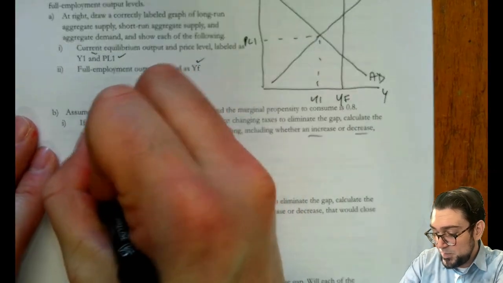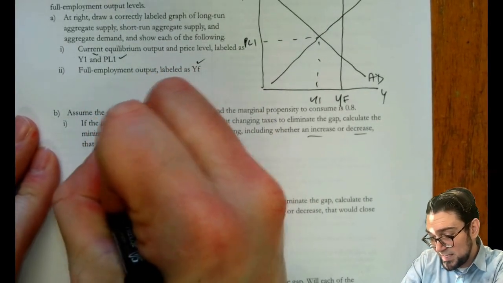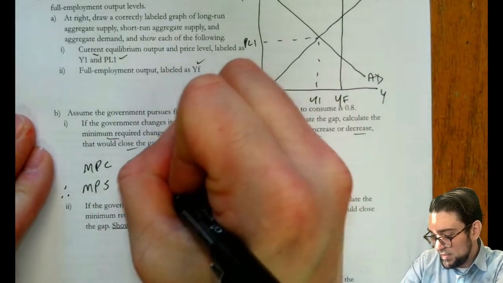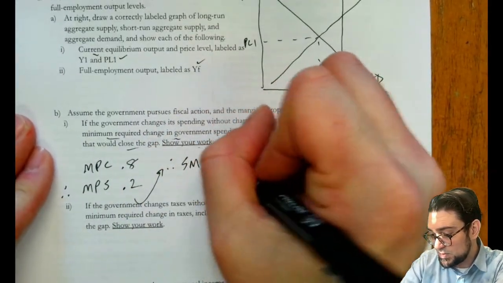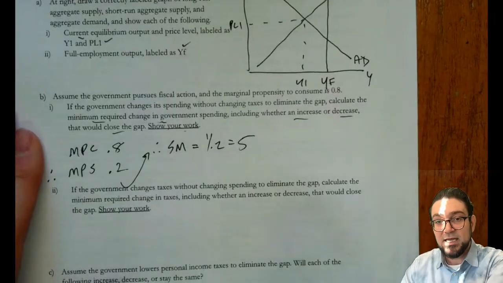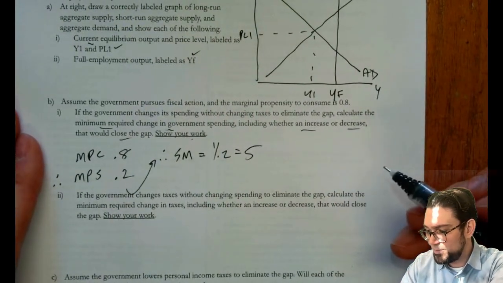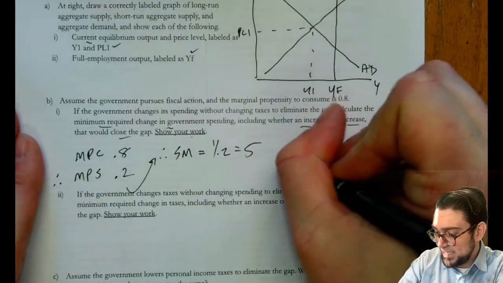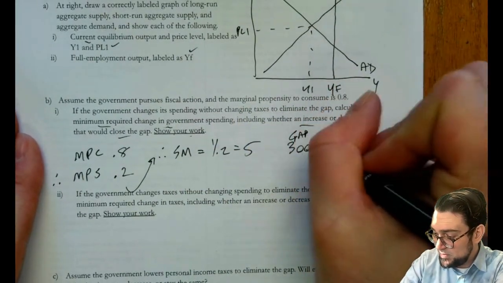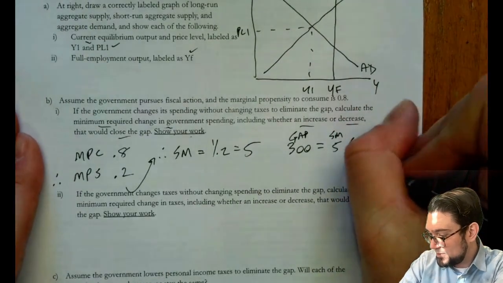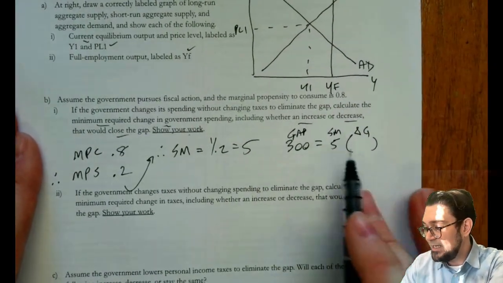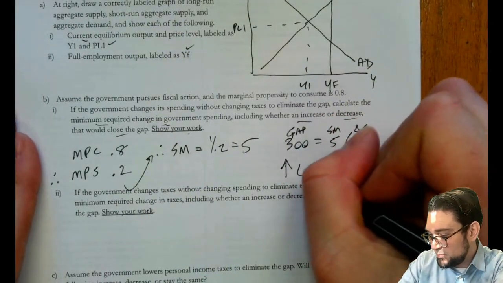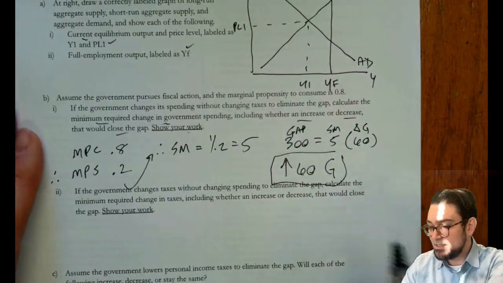So I know that the MPC is 0.8, therefore the MPS is 0.2, right? Therefore, the spending multiplier equals 1 over 0.2, which is 5. Now to calculate the minimum change, I've got 300 billion as the size of my gap. 300 is the gap, equals 5, the spending multiplier, times some change in government spending. And 5 times, let's say 60 would do it. So we would increase government spending by 60, and that's going to be our answer.